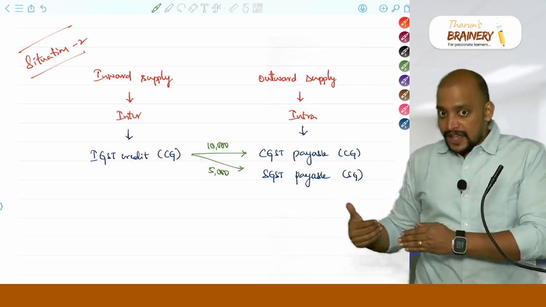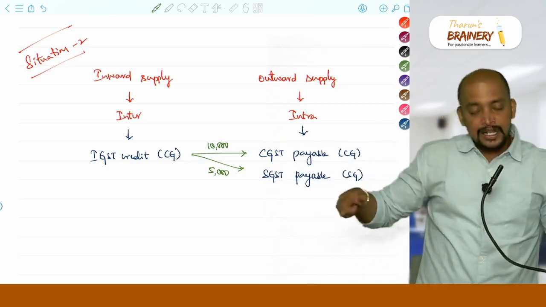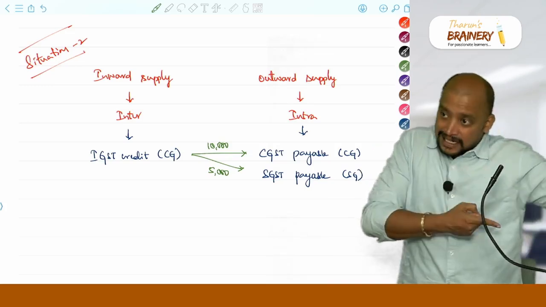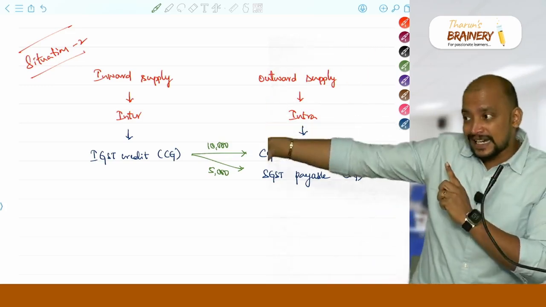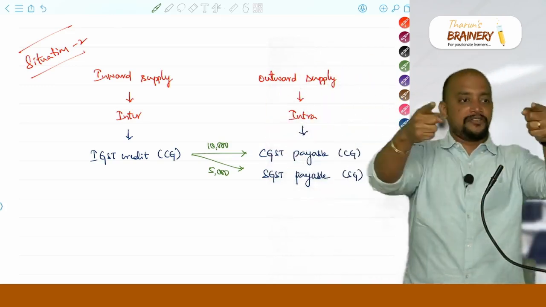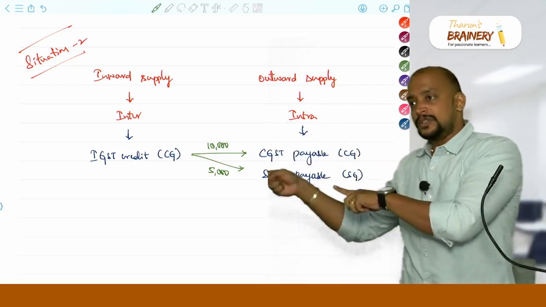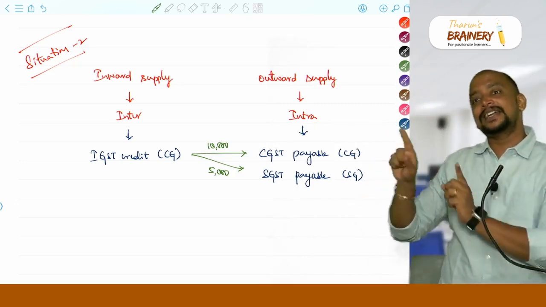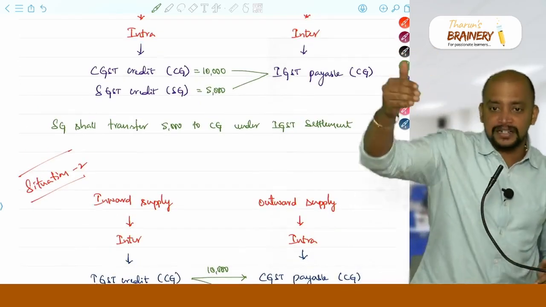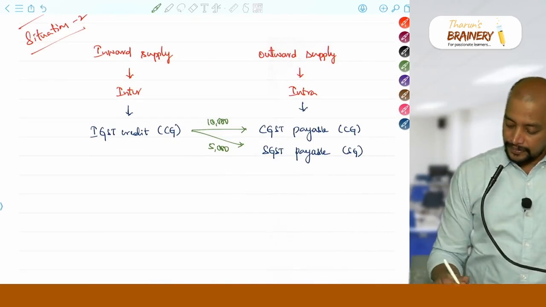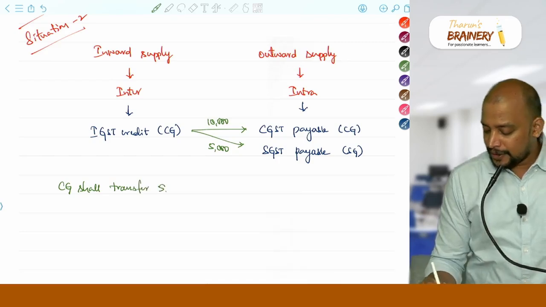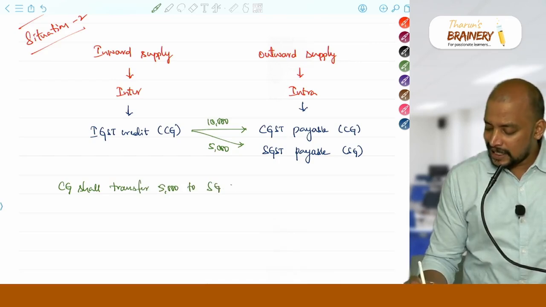Whereas 5,000 rupees you see, when I use IGST credit for payment of SGST payable, so IGST credit means I need to get that 5,000 rupees from the central government, which means central government is my debtor and I need to pay 5,000 rupees to the state government. So state government is my creditor. So when I do the set off, who should transfer what amount to whom? Central government should transfer 5,000 rupees to state government under IGST settlement. So previously state government transferred. So now CG shall transfer 5,000 rupees to SG under IGST settlement.